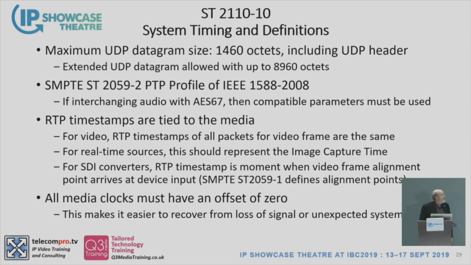So, system timing and definitions. This foundational document really tells us the rules that apply to all ST2110 systems. So we have a maximum UDP datagram size. Notice that there's two versions of this, like any good standard, right? We have a preferred one, which is 1460 octets, but we also accommodate jumbo frames, which are widely used in video to handle up to 8960 octets of UDP datagrams.